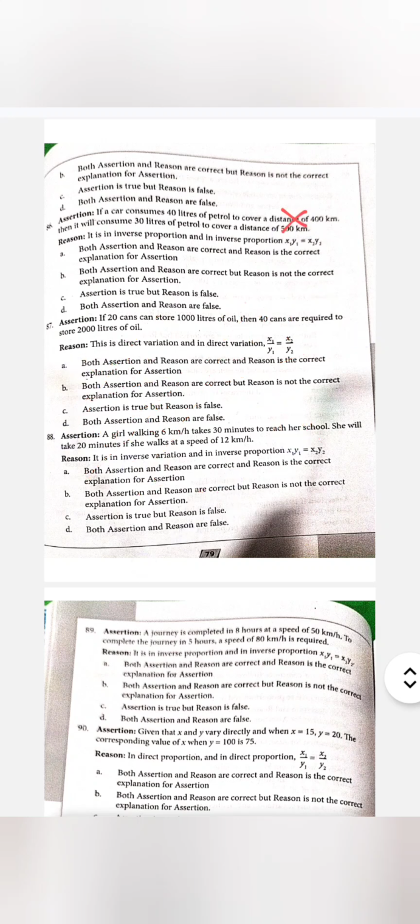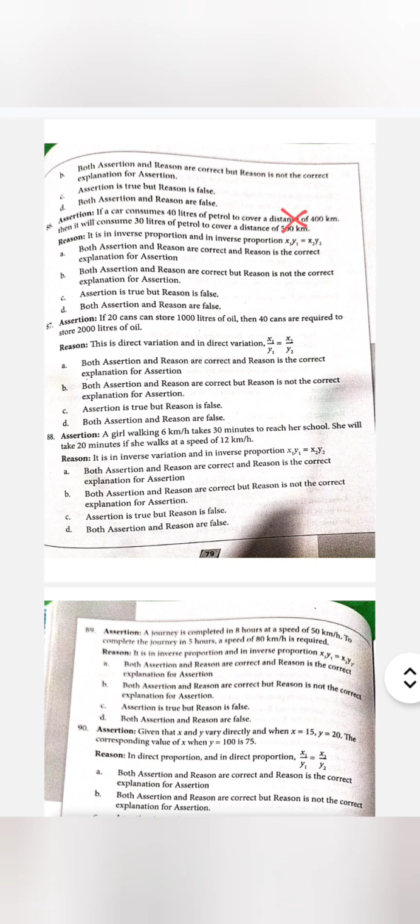Okay, now come to the next part. It is in inverse proportion, and in inverse proportion x1 y1 is equal to x2 y2. First of all, liters of petrol required and the distance covered, they are in direct proportion, not in inverse proportion. Why?